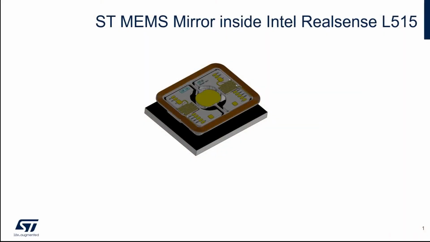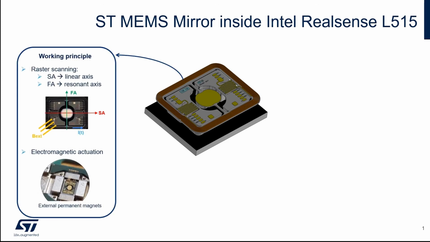This device is an electromagnetic actuated biaxial MEMS mirror designed for LiDAR application. The MEMS works in raster scanning scheme. The mirror is driven in linear mode on the slow axis, reaching up to 60 Hz, and in resonant mode on the fast axis at 21 kHz.